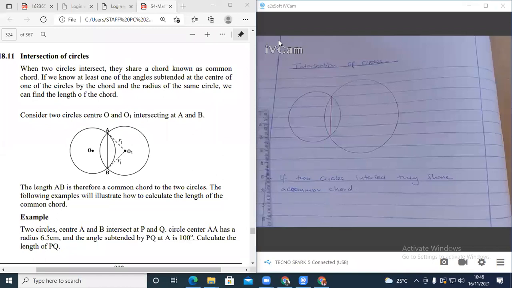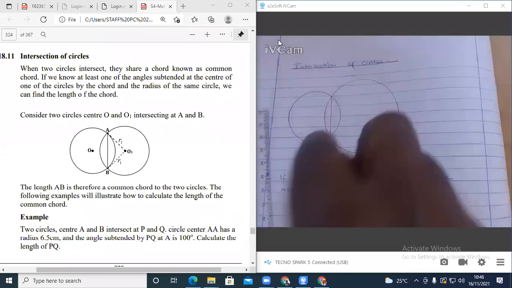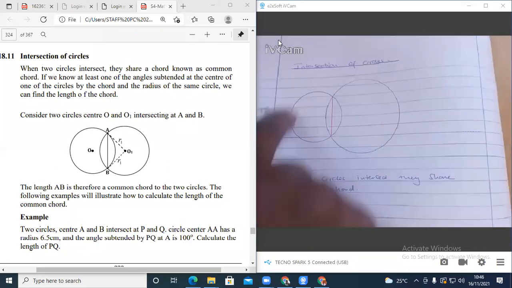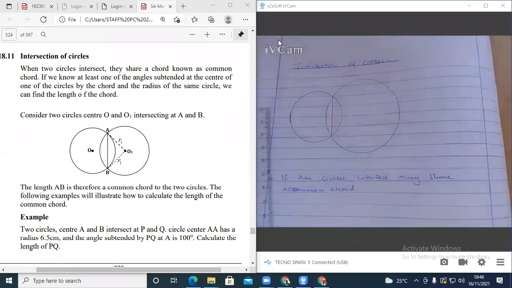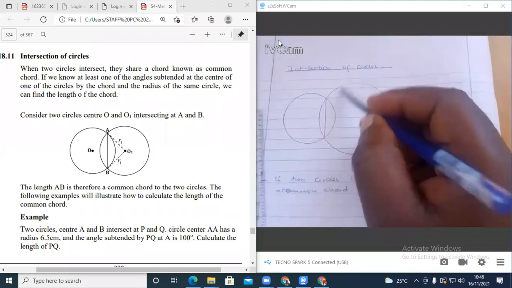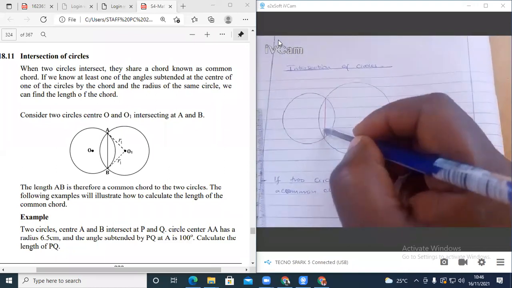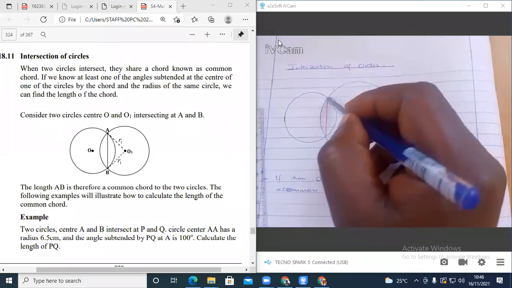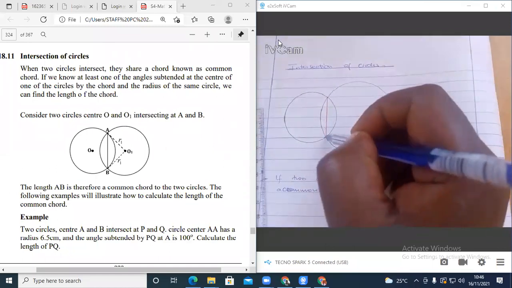So they share the chord. So it means that that chord is for this circle, and also that chord is also for that circle, because that line touches the circumference of this circle, and also this radial line also touches the circumference of this circle. So at this point, touching the circumference of those two circles. So it is a common chord.